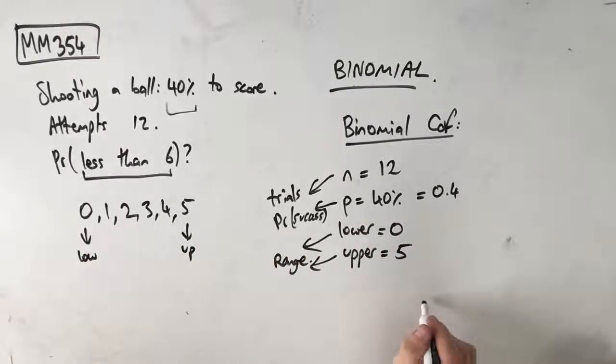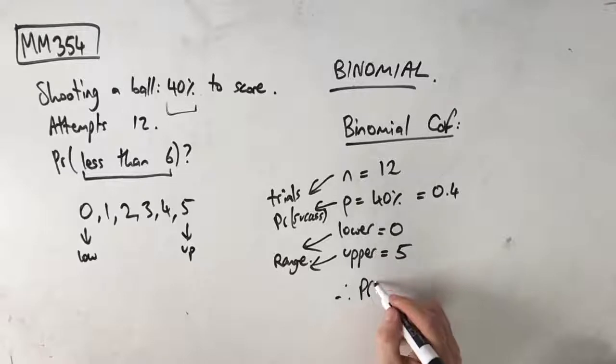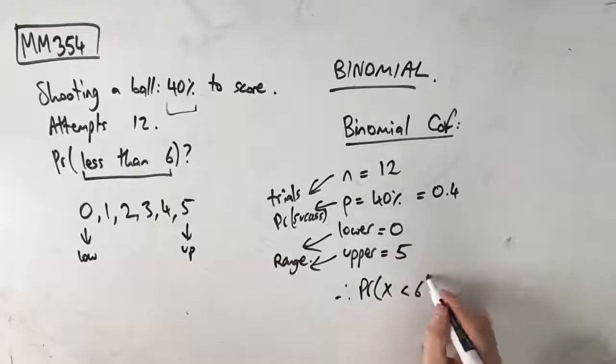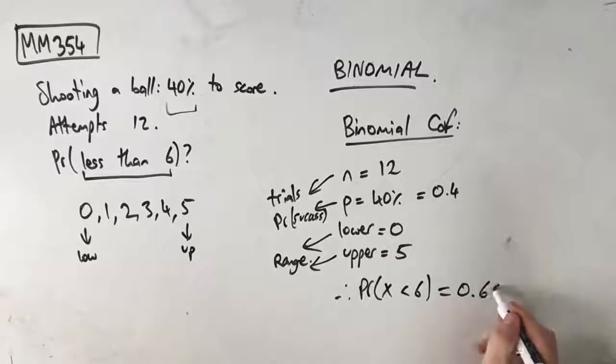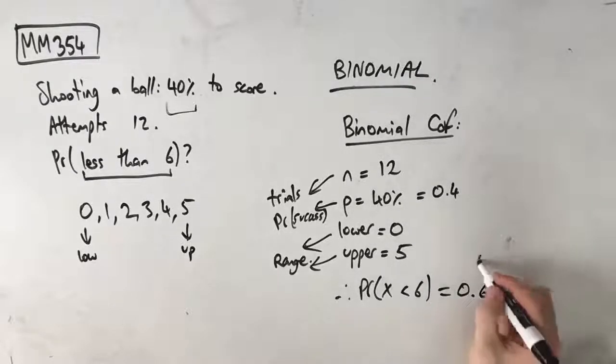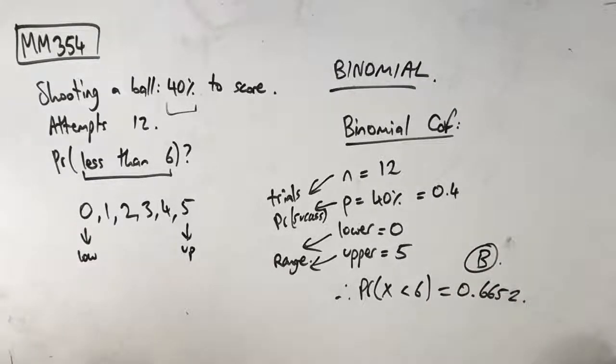Then you're just going to click enter, and it's going to spit out the probability, which is 0.6652. And that gives us our answer of B. So B is our final answer for MM354, guys.